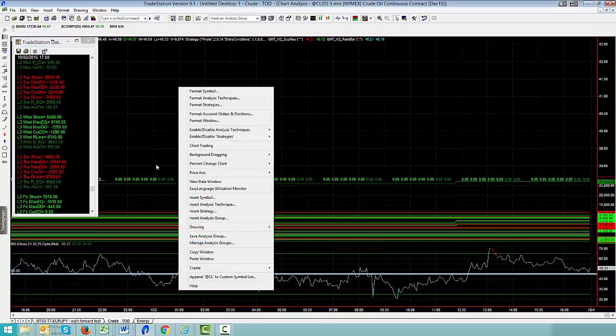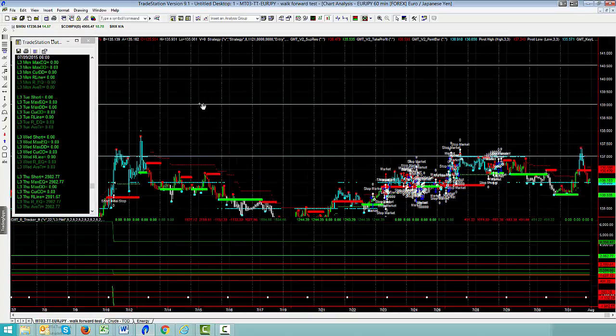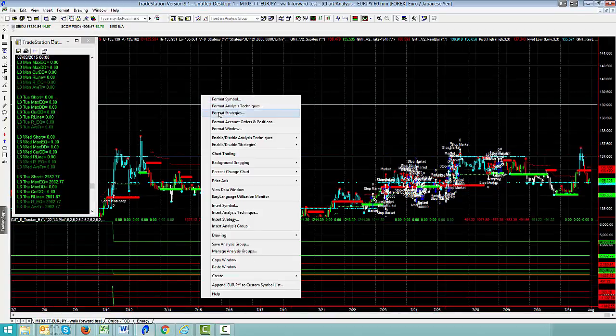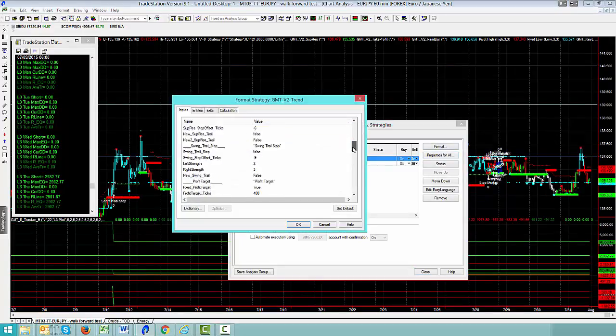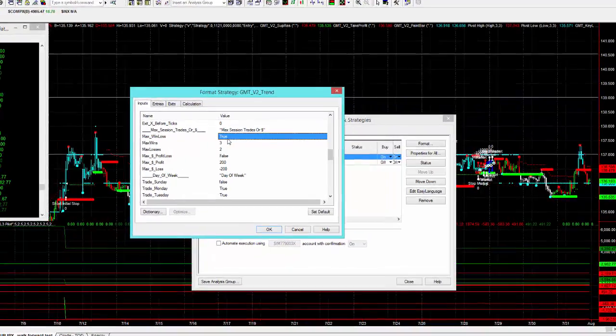The way we do that, I'll go into the trend trader here for a second as an example. If we go into our strategy, in any of the GMT strategies, you've got a component called your max session trades. You've got either trades or dollars. So here is where we would make that adjustment. We would set that to true.